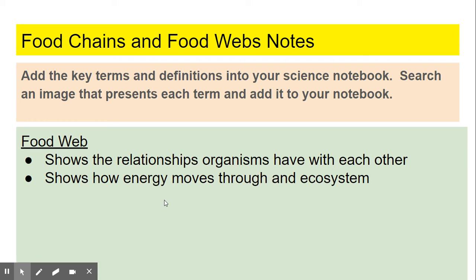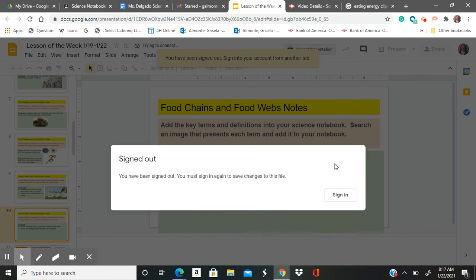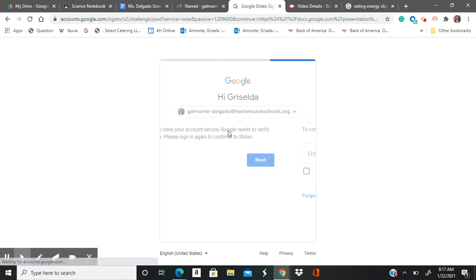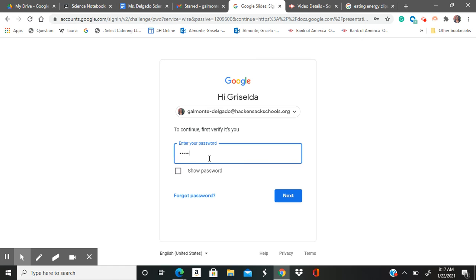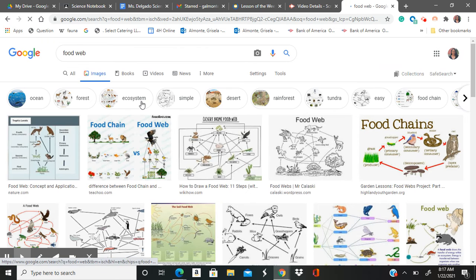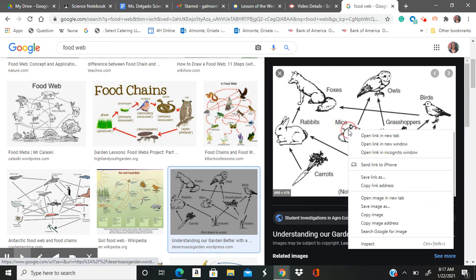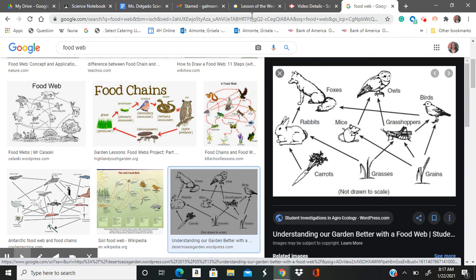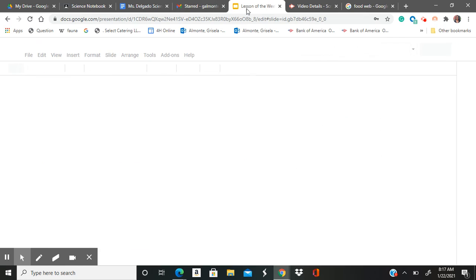Food web. A food web shows the relationships that organisms have with each other, and it shows how energy moves through the ecosystem. I completely forgot the food web clip art. Sorry about this, scholars. It logged me off. Let me just download a food web. This is perfect. So here we have a food web.